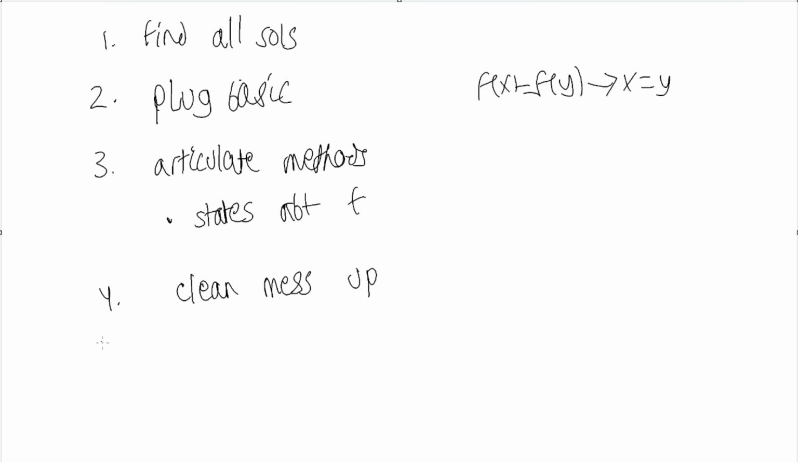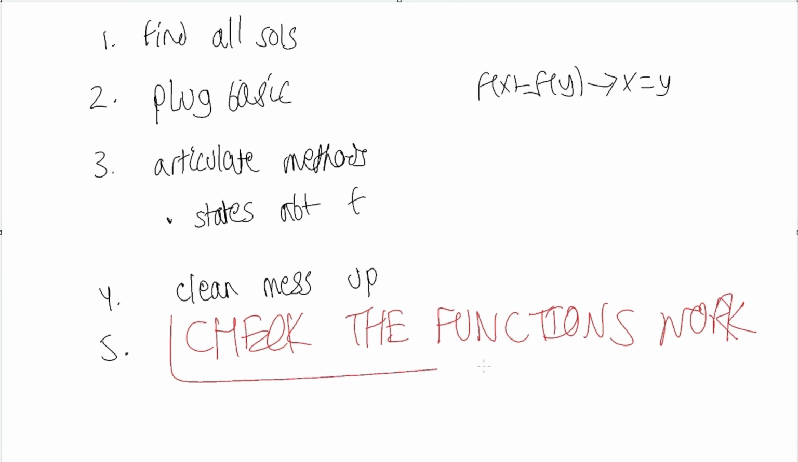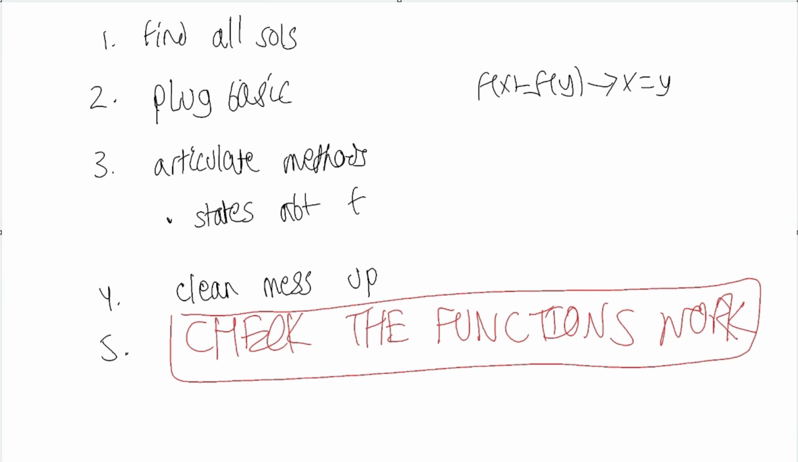And then there's one last thing that you need to do in order to get full marks on the solution. And it is to, I'm going to go ahead and put this in red, check the function's work. And this is super, super important, because if you don't check a function works, then your solution is incomplete. Because suppose you show that all f must be linear, it's of this form.